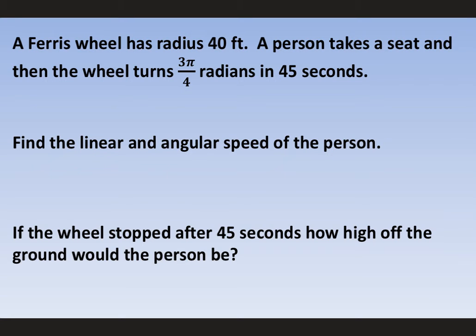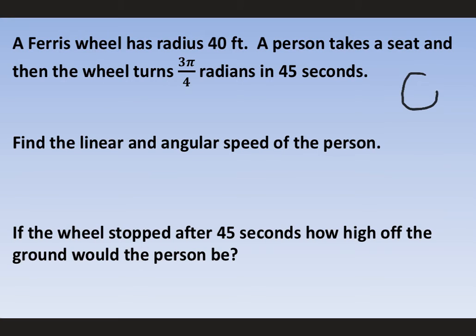All right, so we got one last problem here, and this says a Ferris wheel has a radius of 40 feet. All right, so we already know what the R is. A person takes a seat, and then the wheel turns 3 pi over 4 radians in 45 seconds. We're going to draw a picture of this in just a second. It says find the linear and angular speed of that person on the Ferris wheel. If the wheel stops after 45 seconds, how high off the ground is that person? This is a little bonus question, so we'll leave that one for just a second. So let's start by drawing a picture. That's probably going to be the most helpful thing.